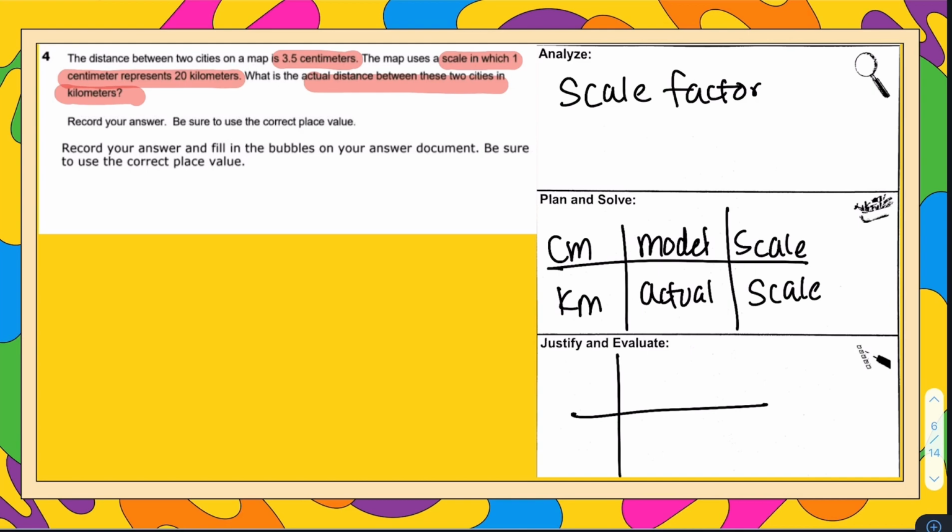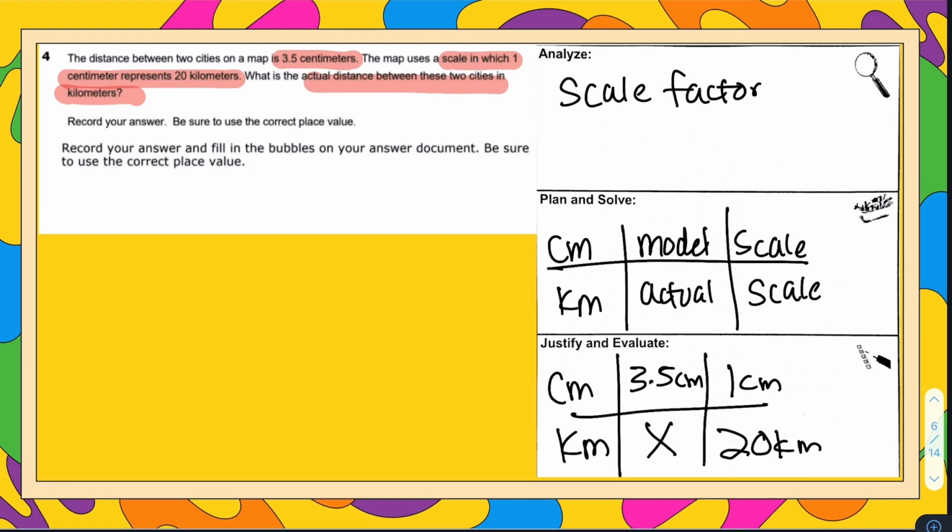When you justify, you write the numbers in. So now I have the model is 3.5 centimeters. And the scale says that 1 centimeter equals 20 kilometers. I only have one space, so I call that x. Again, cross multiply and divide to find your answer.